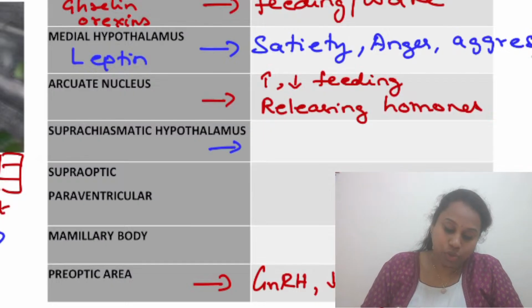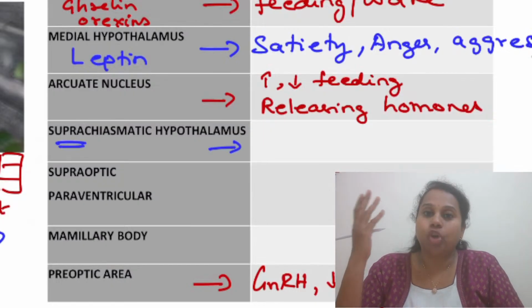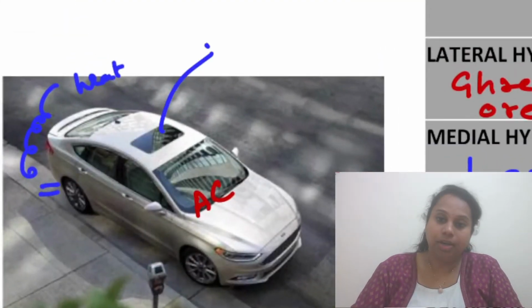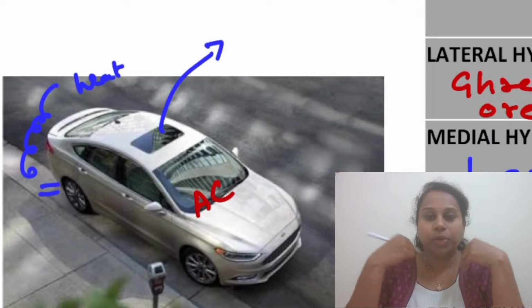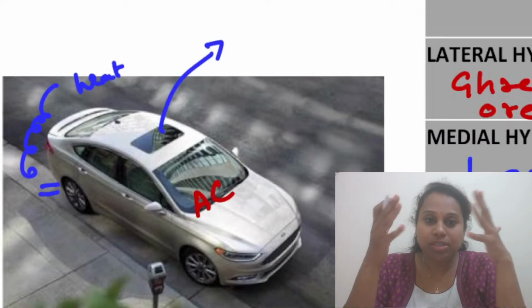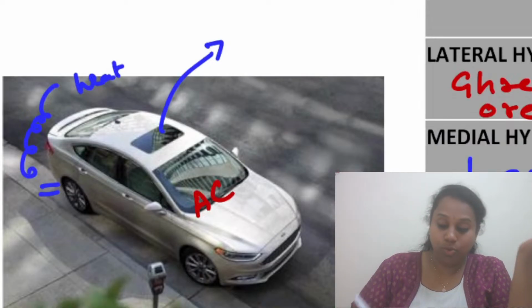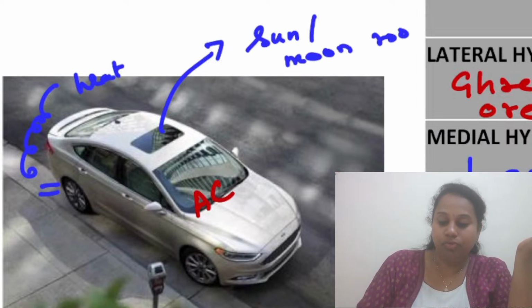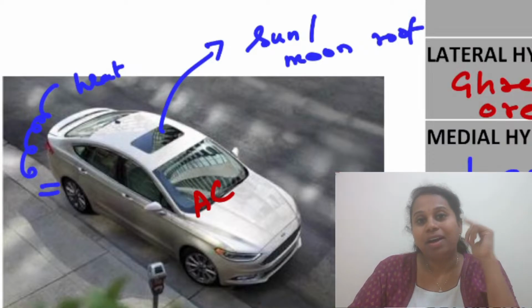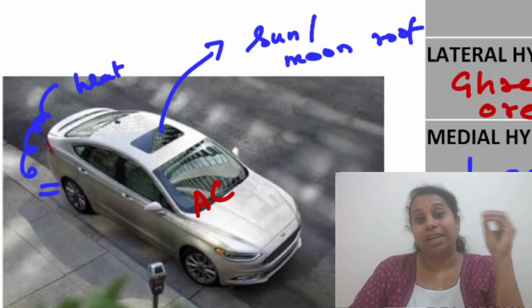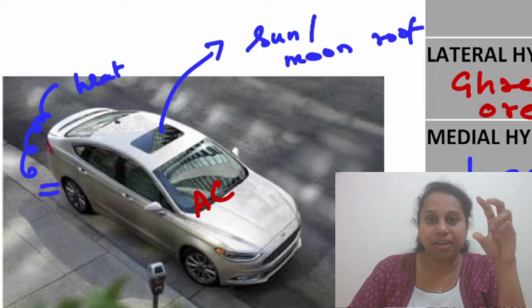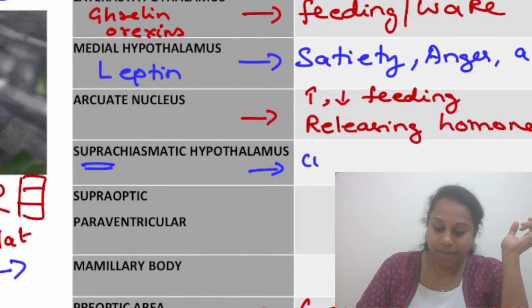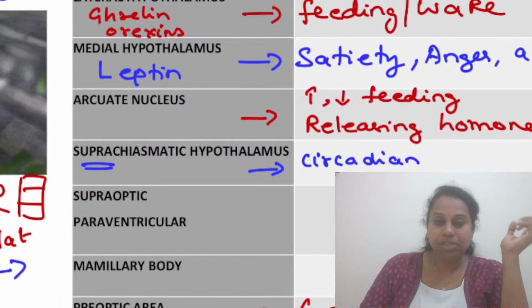Suprachiasmatic nucleus. Supra. What is the meaning of supra? Top. Supra means top. On the top part of the car. What is this opening called? Have you seen in movies? The heroine will come out of this and there's a nice song. Sunroof or moonroof. Sun and moon are related to day and night cycle. Day and night cycle is called circadian rhythm. So suprachiasmatic maintains the circadian rhythm. Circadian rhythm is your sleep-wake cycle.